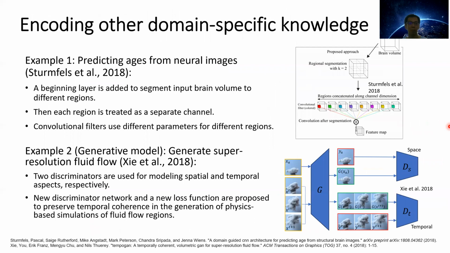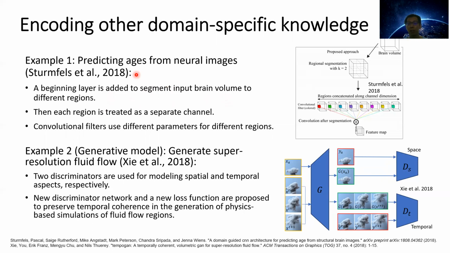And here we talk about some other examples of encoding other types of more general domain-specific knowledge in two applications. The first example is about predicting human ages from neural images, and this work was published in 2018 by Sternfels. Basically, they introduce an additional neural network layer at the beginning to segment this brain volume into different regions, and this segmentation is based on domain knowledge about neural images. Then the information from different regions is treated as different channels and fed into the following convolutional layers. This method has been shown to improve the prediction performance.